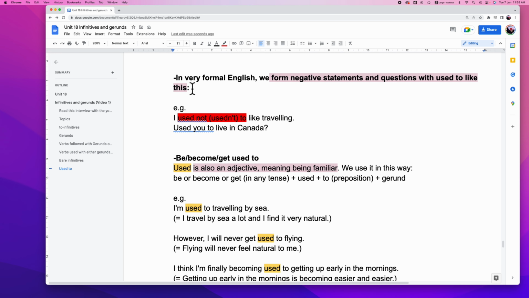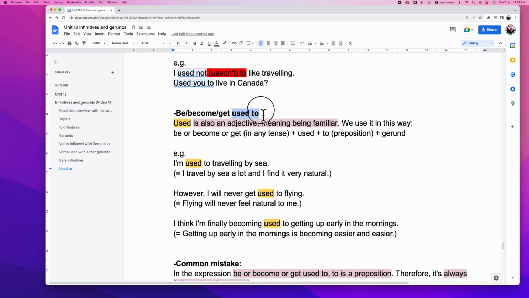Now, in some very formal English, we could use the word used to in another way in order to form a negative statement. Let's take a look. In very formal English, we form negative statements and questions with used to like this. I used not to travel. Okay, so used you to live in Canada. So all these are very formal ways of using the modal verb used to. Let's take a look at some other expressions.